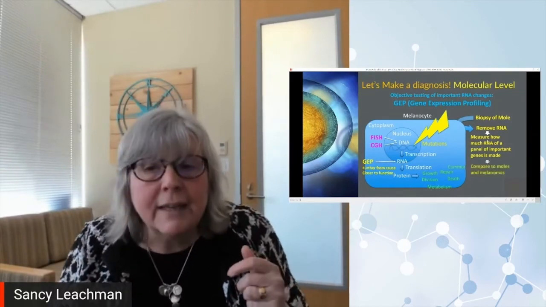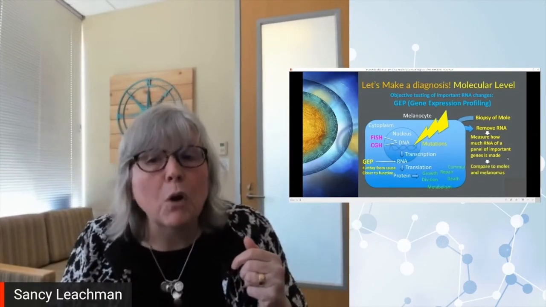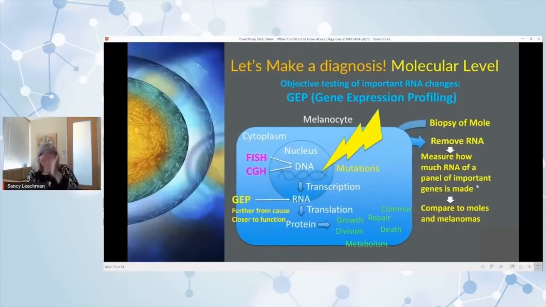And you then compare the profile of the expression of those 20 to 30 genes. You compare it to moles and you compare it to melanomas, and then you determine a probability of malignancy based on whether it's more similar to the moles or more similar to melanomas.